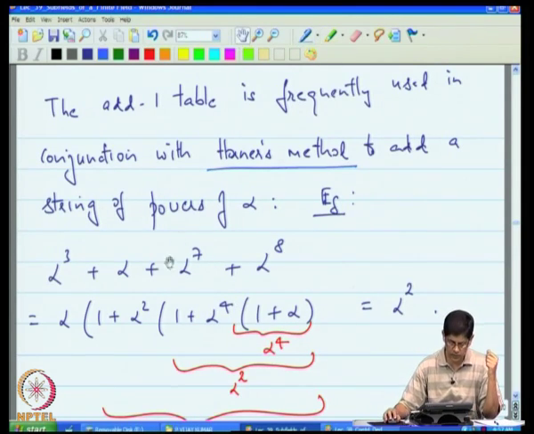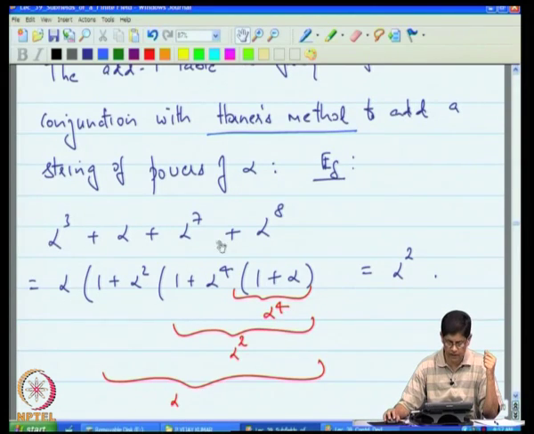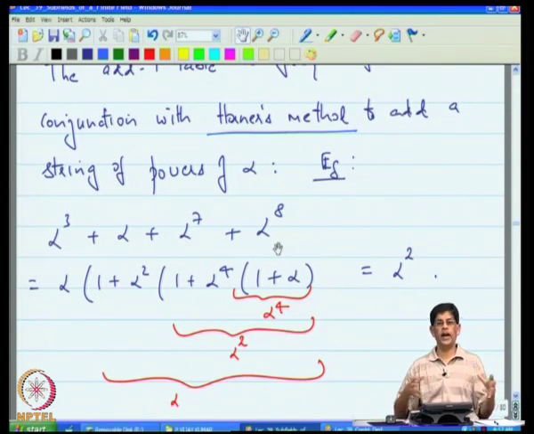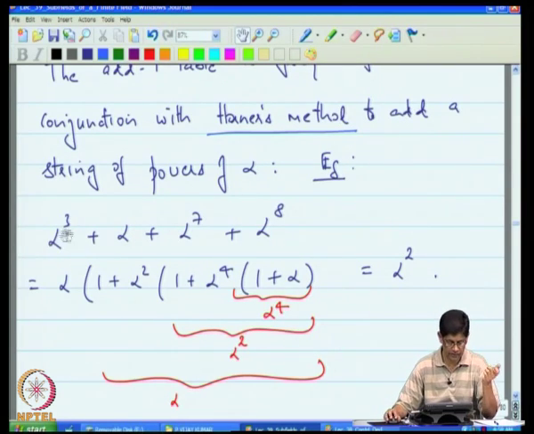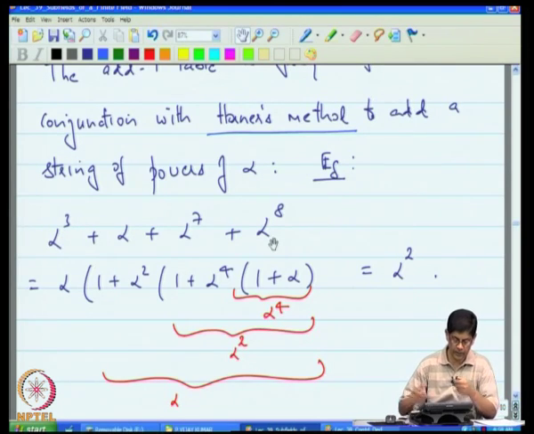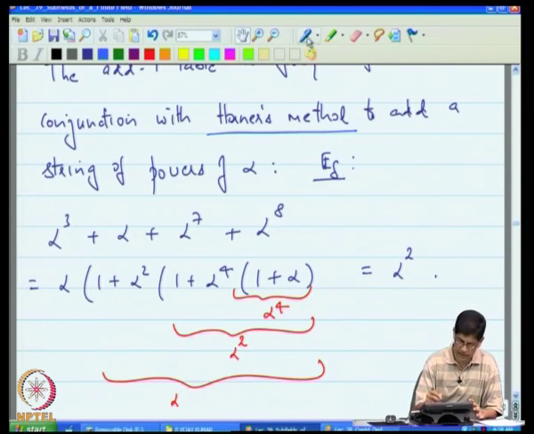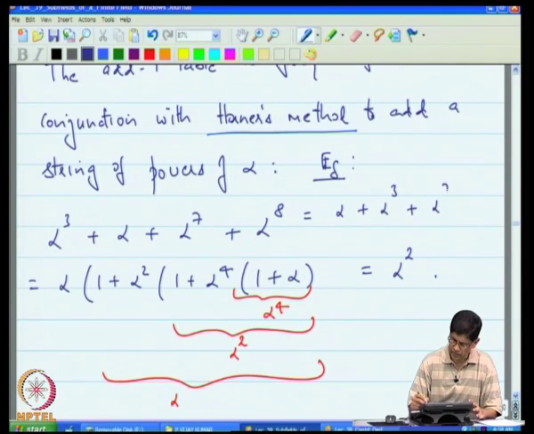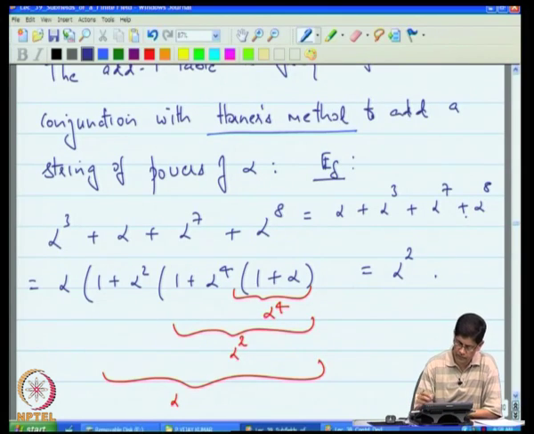Horner's method is used when you want to add a string of powers of alpha. In other words, you want to add several elements in a finite field and you represent them as powers of alpha. Of course, you ignore the zeros, and next what you do is you order them according to increasing powers of alpha. So, in this particular case, although it is not shown here, this was reordered according to alpha plus alpha cubed plus alpha to the 7 plus alpha to the 8. So, after this reordering, we go there and then we come here.